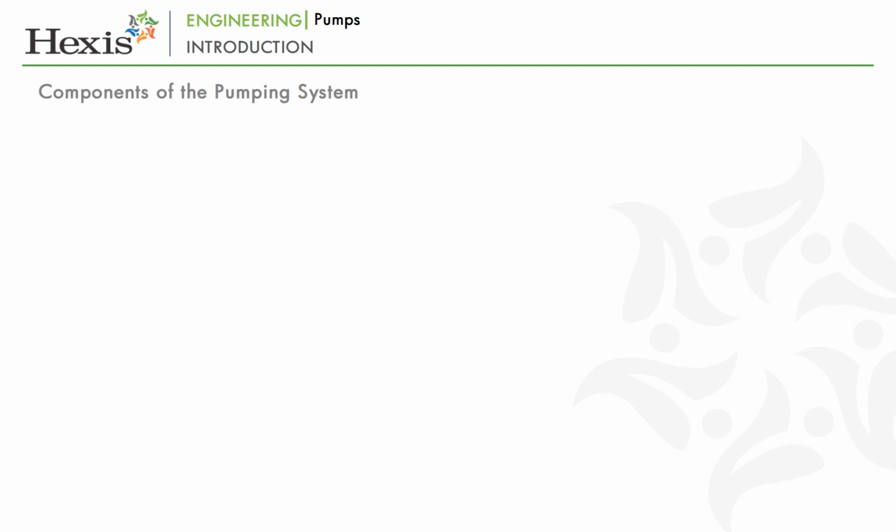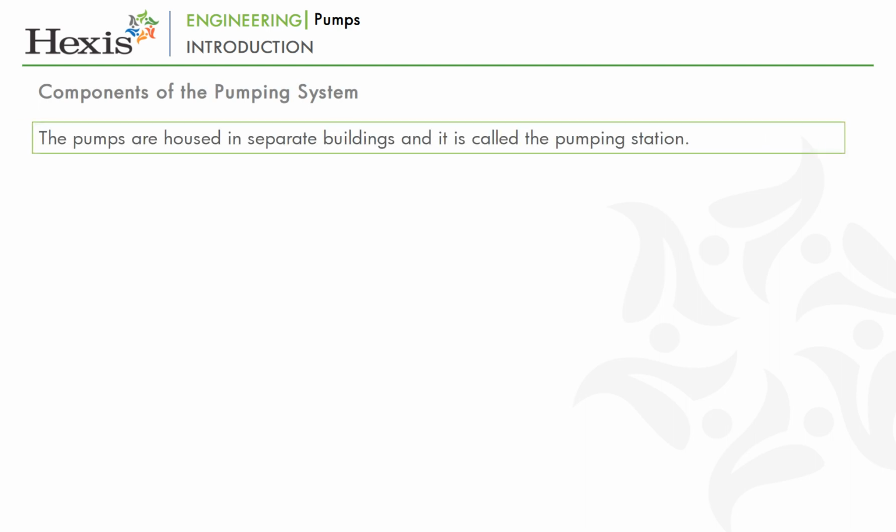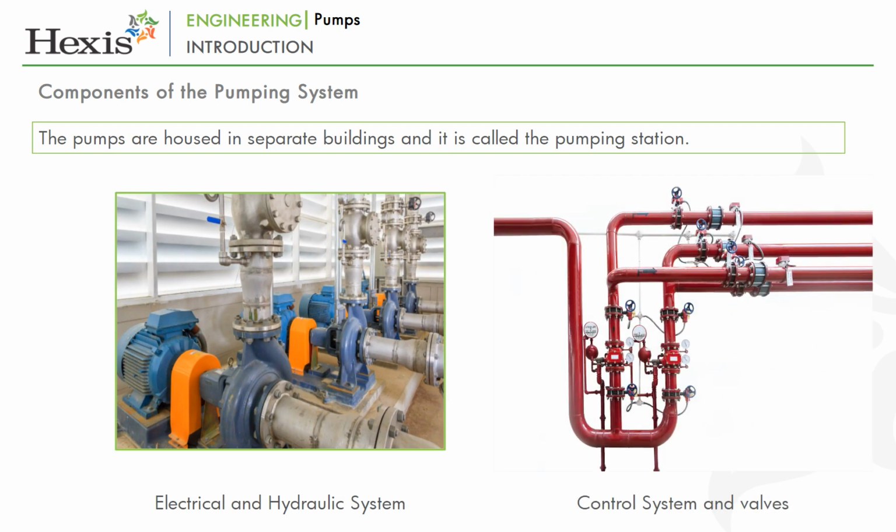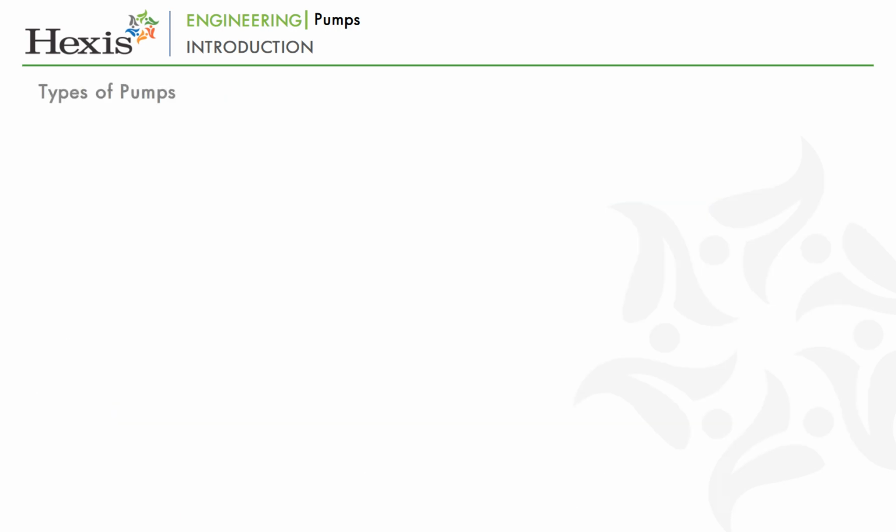In medium to large facilities, the pumps are usually housed in separate buildings, for example treatment plants, and this is called the pumping station. The pumping station contains the various components of the pumping system, namely the hydraulic system, the electrical system, and the control system. The hydraulic system consists of the pump and related piping. The electrical system consists of the motor and its related components. The control system consists of pressure, flow and level switches. Let's now learn the various types of pumps.